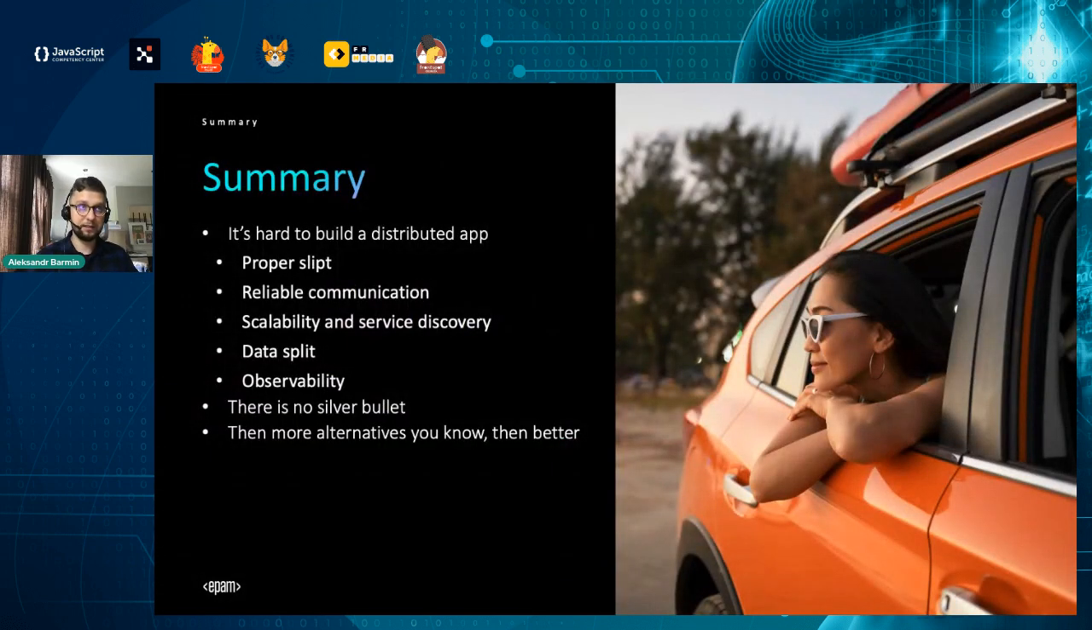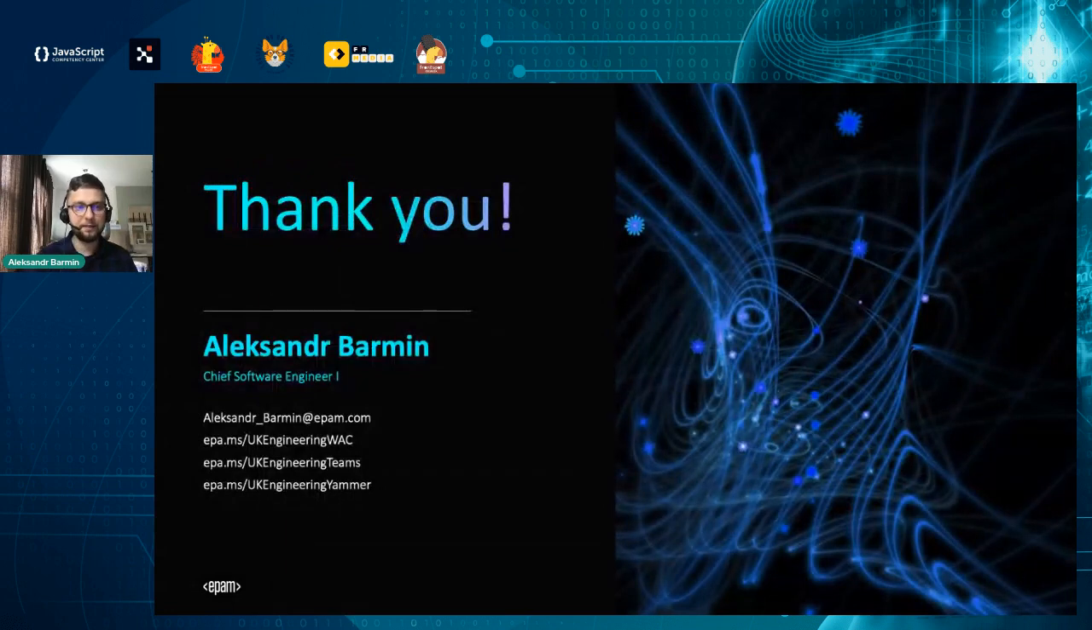And actually, that's it. To make a common summary, I'd like to say that it's hard to build a distributed application, obviously, because you need to solve for multiple concerns. You need to properly split it into parts. You need to establish reliable communication. You need to split data. You need to ensure observability. And I'm saying it again, there is no silver bullet. But the more alternatives you know, the better. The more cubicles you have in mind, the better solution you can come up with. Finally, that's it. Thank you.